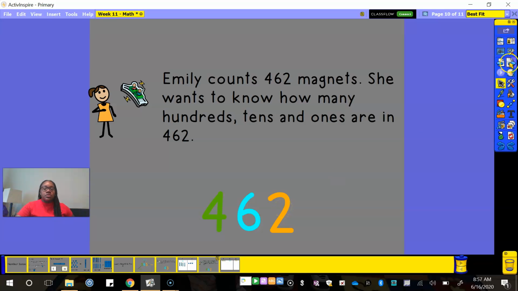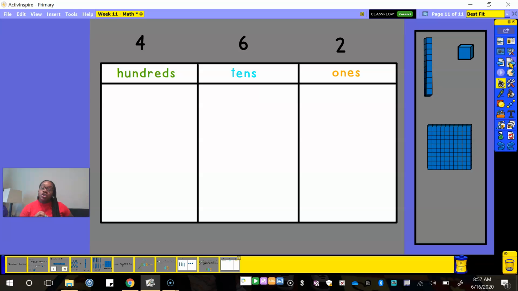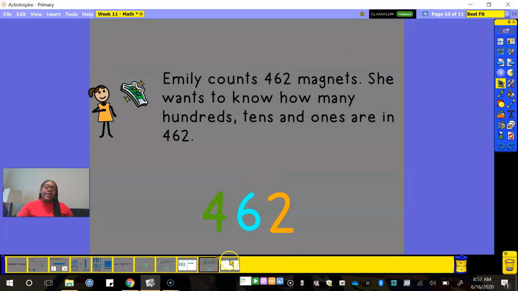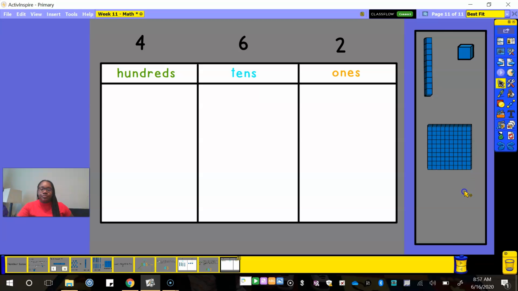Let's try to illustrate. That's what our objective said. Let's try to illustrate this for Emily. So here we have hundreds, and we need to drag over 4 hundreds flats, okay? And this is what we use for our hundreds. So I'm going to drag over 4 of them.